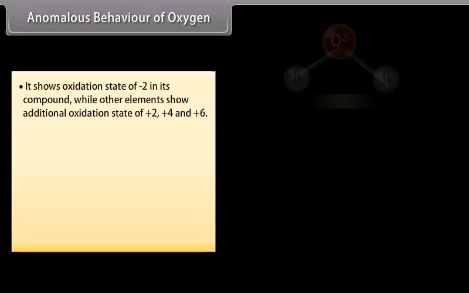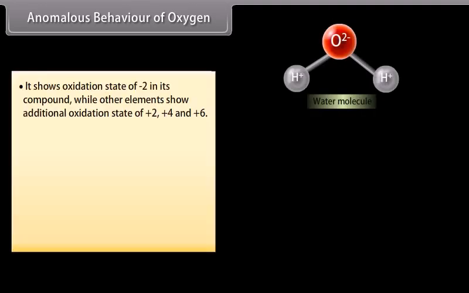Anomalous behavior of oxygen. Oxygen differs from rest of the elements in the family in the following respects. It shows oxidation state of -2 in its compound, while other elements show additional oxidation state of +2, +4 and +6.